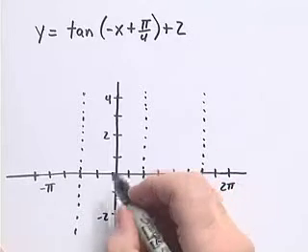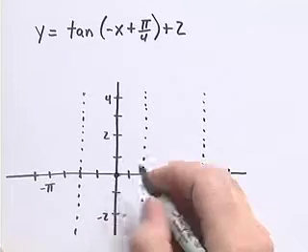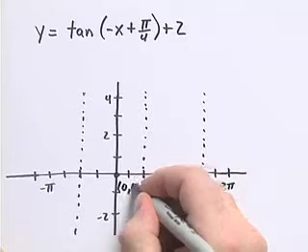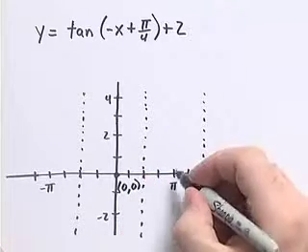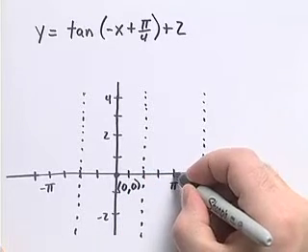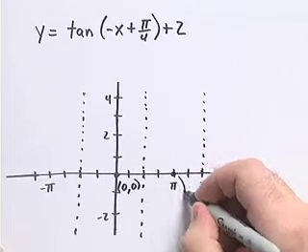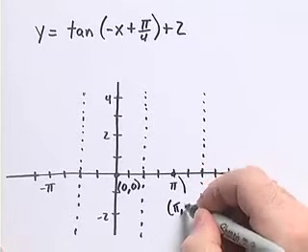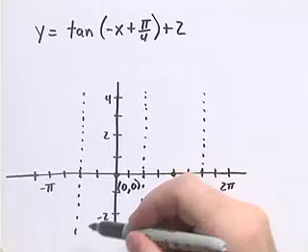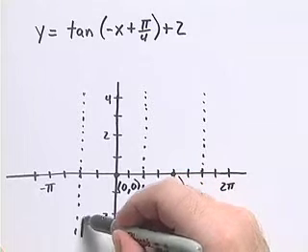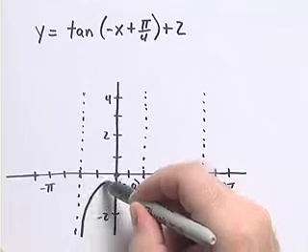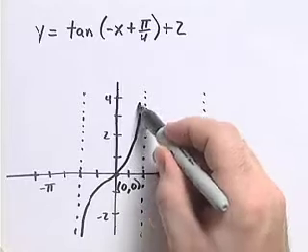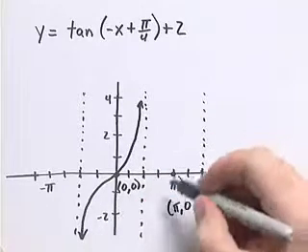The tangent of x goes through the origin, so we have the point 0, 0. It's also going to go through the point pi, 0. So we'll have the point pi, 0. And we can sketch the graph of the tangent. So the tangent is going to look something like this.